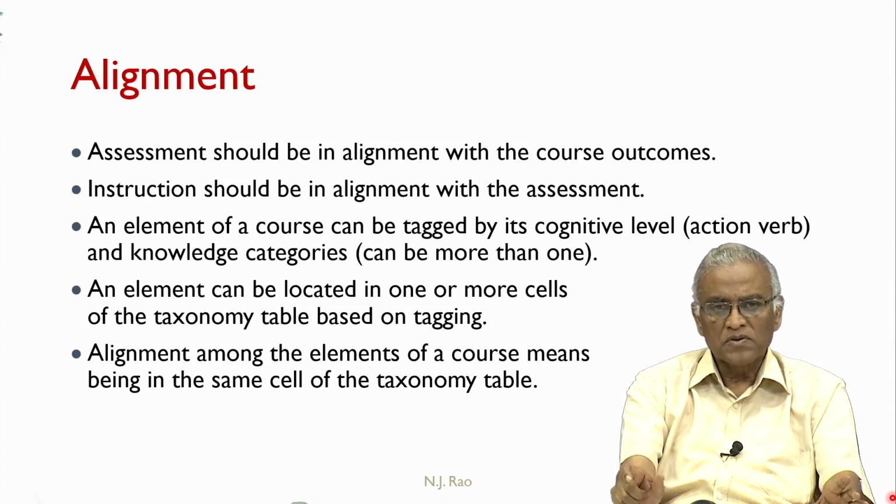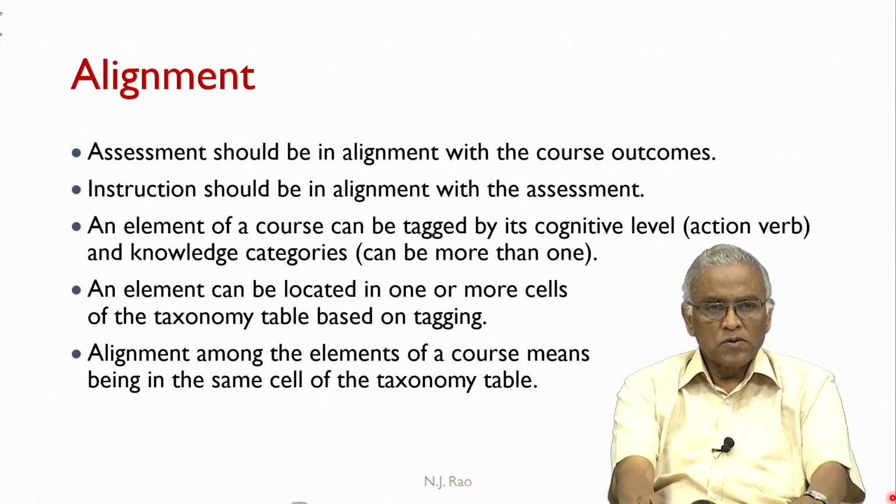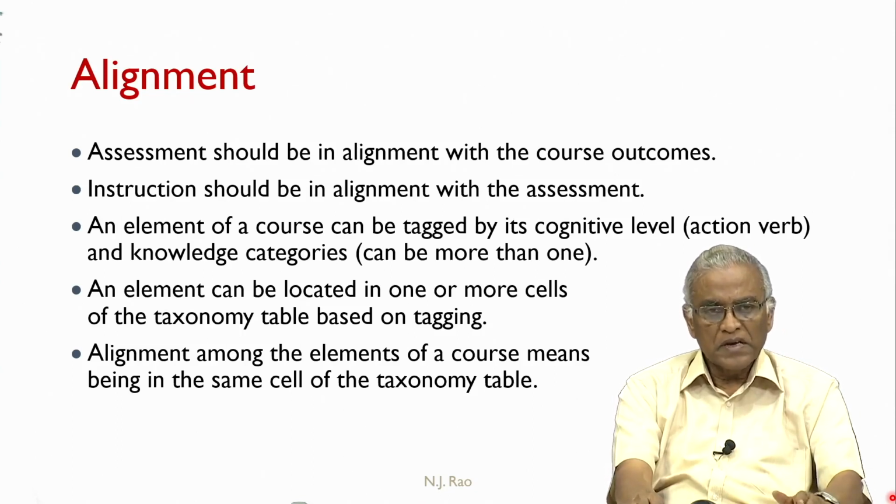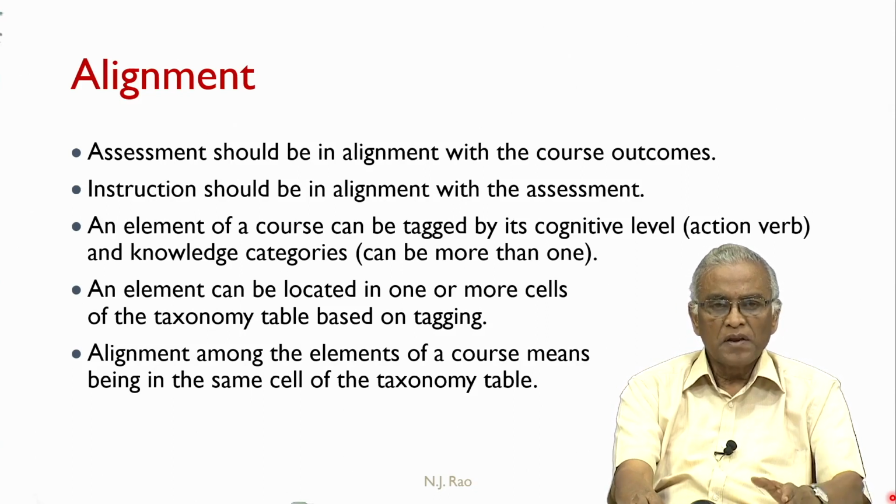Any of these elements, that is the assessment, instruction and course outcome, an element of a course can be tagged by its cognitive level, that is action verb, and knowledge category. The knowledge category can be more than one as well. That means, the number of knowledge elements can be more than one in a given outcome statement. So, once again, an element can be CO or AI or IA. It can be located in one or more cells of the taxonomy table based on how we have tagged it.